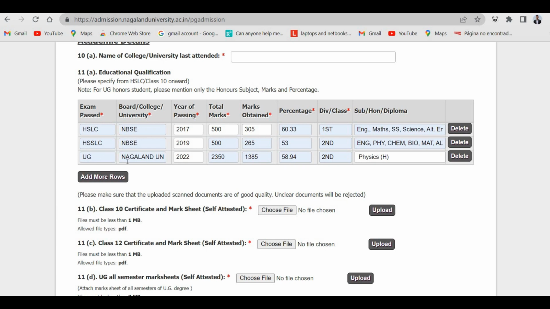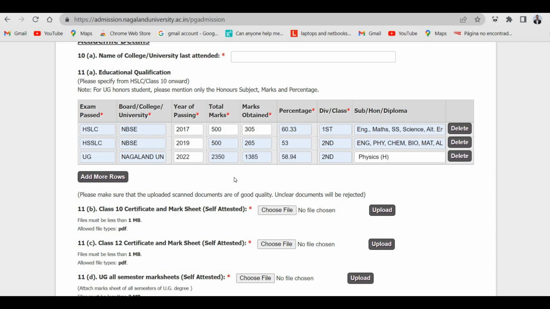Under the UG part, you need to enter the name of the university or college where you have pursued your undergraduate studies. So if you have completed your undergraduate studies from Kohima Science College, then you need to enter the name of your college. If you have completed from St. Joseph College Jakhama or St. John College or Patkai Christian College or any other college under NU, you need to enter the name of the college, and then you need to enter the year of passing, the year in which you passed out.